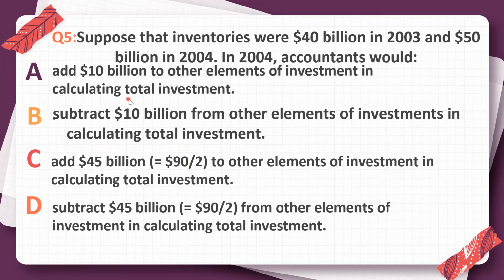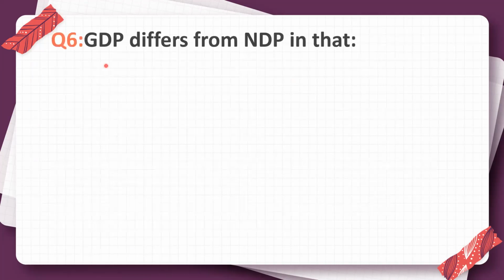So the right answer here, we add the 10 billion to other elements of investment when we calculate the total investment, because investment has a definition, it's increasing in inventories. So when we have from 40 to 50, we have a 10 billion increase in inventory. So we have a 10 billion increase in investment.